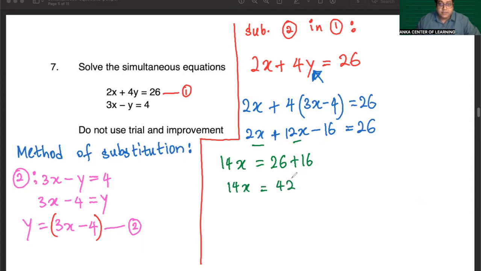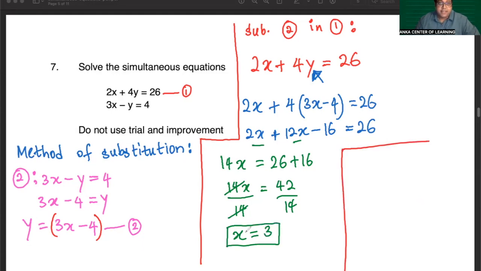Then you simply divide both sides by 14 in order to eliminate the 14, that is, to isolate x, or simply to make x the subject. So 14 and 14 cancel, and x in this case is equal to 3. You should be familiar with your multiplication table. In this case, we found that x equals 3.